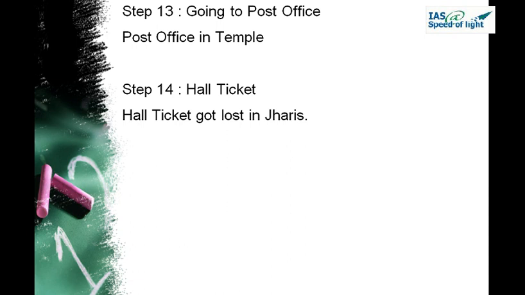So you got the hall ticket, but unfortunately you lost that hall ticket in the Jhadis. I hope it doesn't happen, but just visualize in this story that this hall ticket got lost in Jhadis. Jhadis are the shrub plants. So from Jhadis we get Jharkhand. So let us see now what we have done from the first thing.